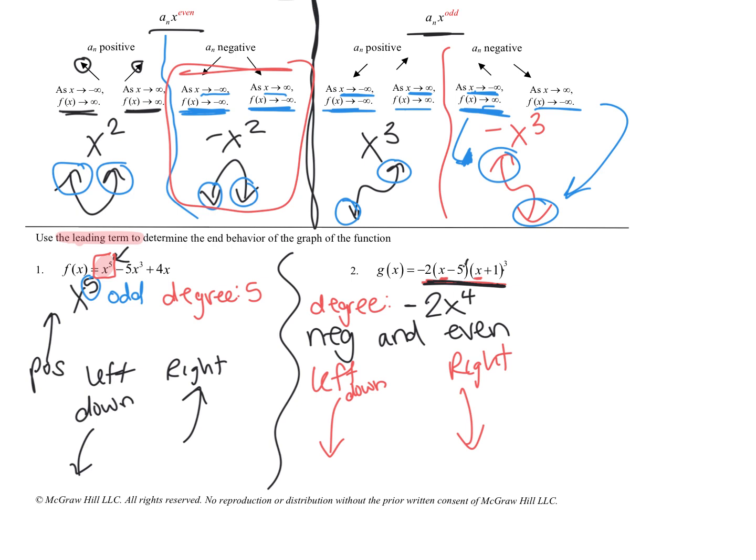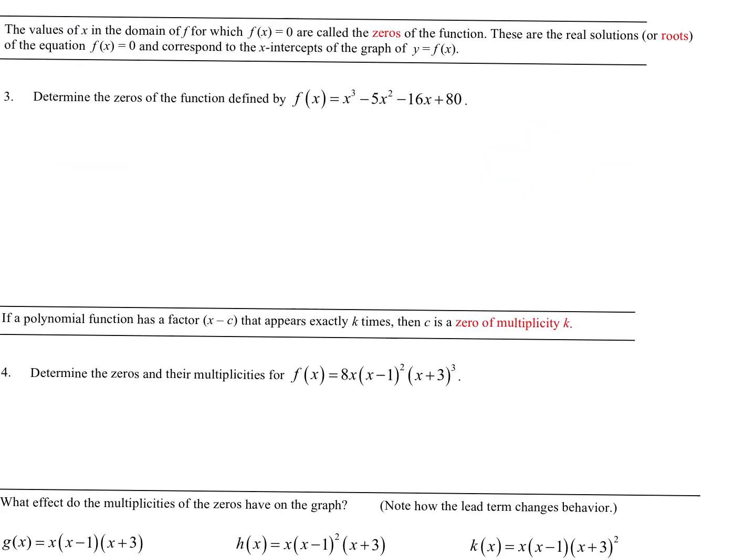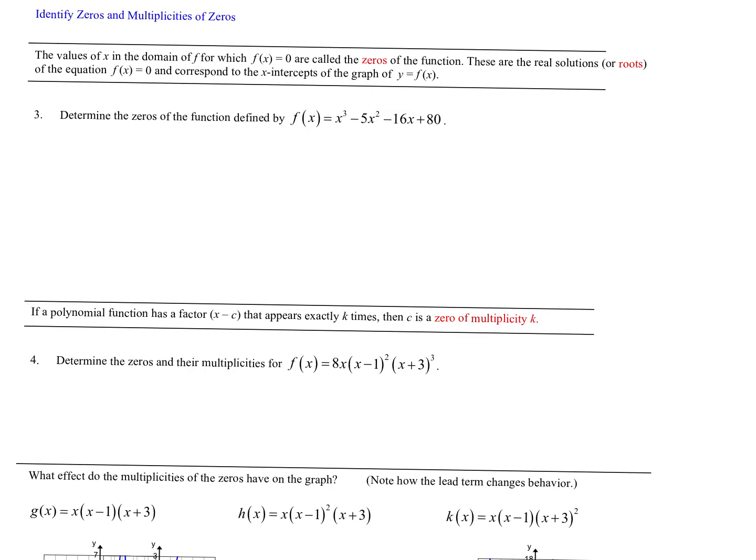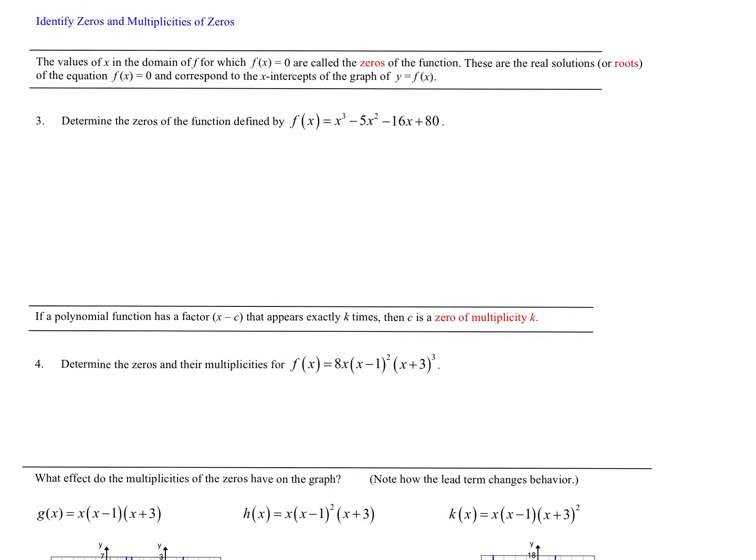So now we're going to move into something else, but don't worry because we talk more about the end behavior a little later on. The other thing that we're going to talk about is finding the zeros of the function. There is a definition that's going to help us. It says the values of x in the domain of f for which f of x equals 0 are called zeros of the function. These are the real solutions or roots of the equation f of x equals 0. And they correspond to the x-intercepts of the graph y equals f of x, which we've also seen to be true in our study of quadratics, right? And a quadratic is a polynomial, so what we learned about quadratics still applies here.